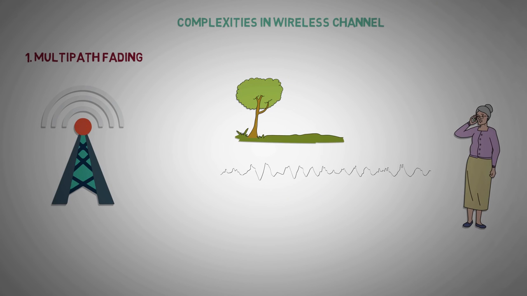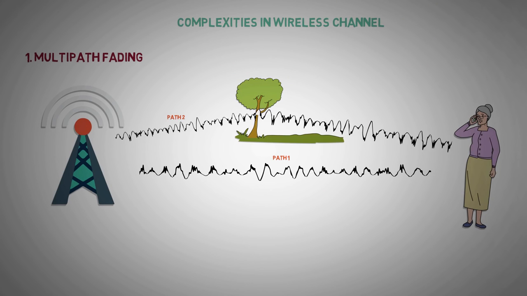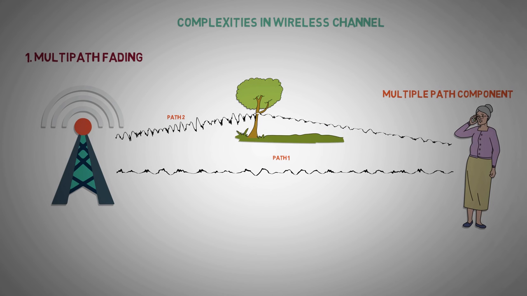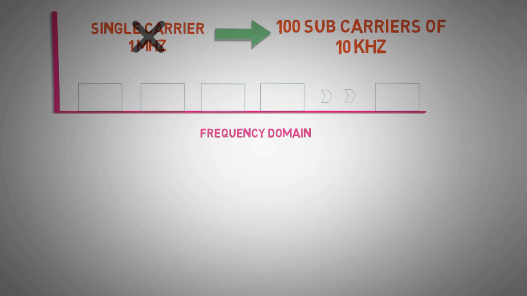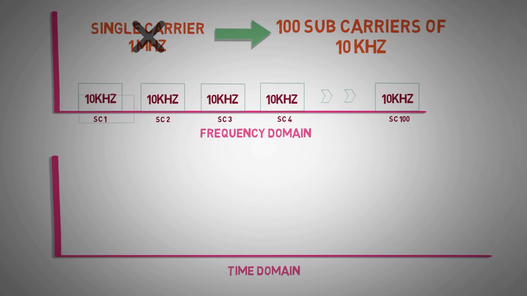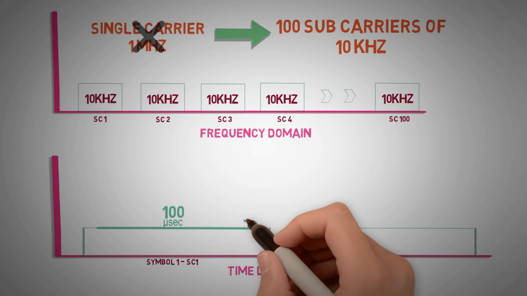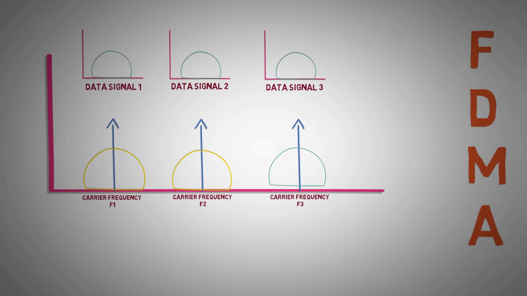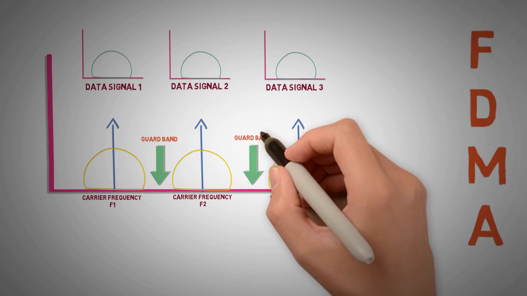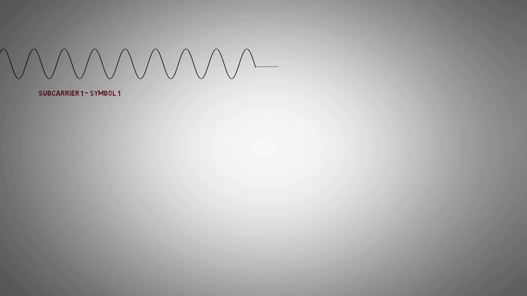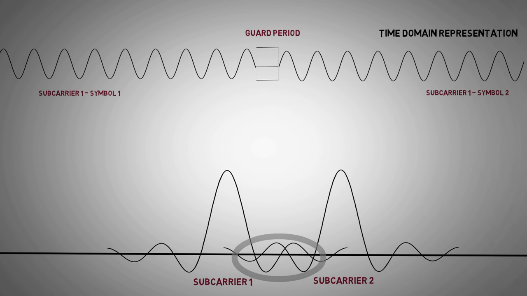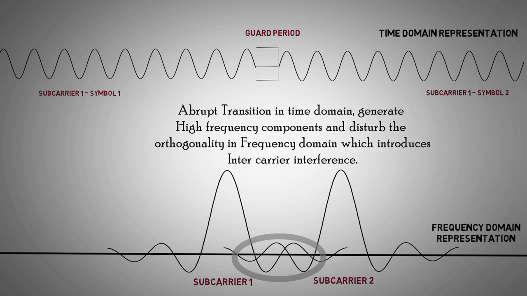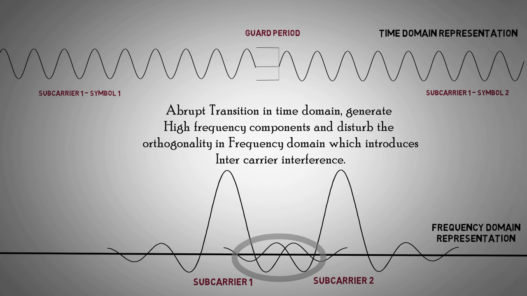Now, previously we have shown that in a wireless channel, due to multipath propagation, we face delay spread and inter-symbol interference. We have also discussed how its effect can be reduced by increasing the symbol duration, and how guard periods were used to eliminate it. But abrupt changes in time domain during the transition from symbol to guard period cause intercarrier interference in frequency domain, and disturb the orthogonality between subcarriers.